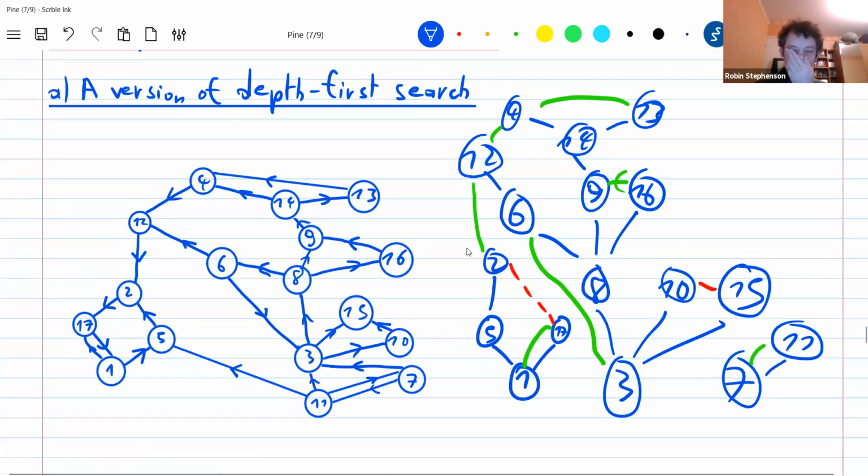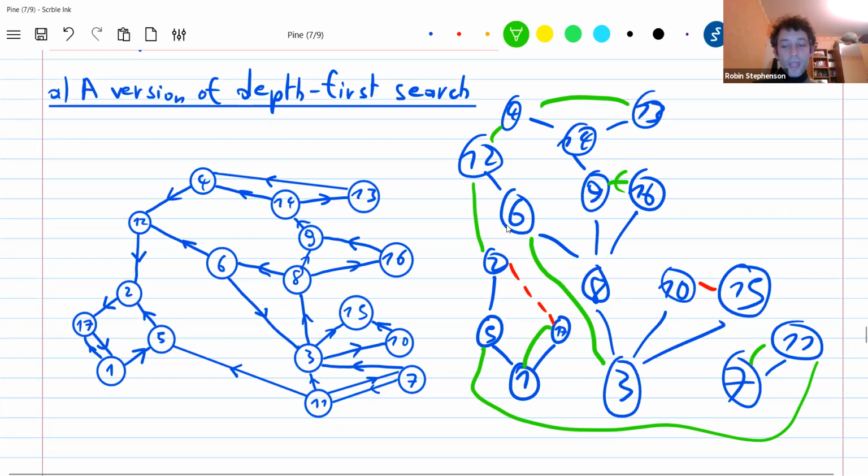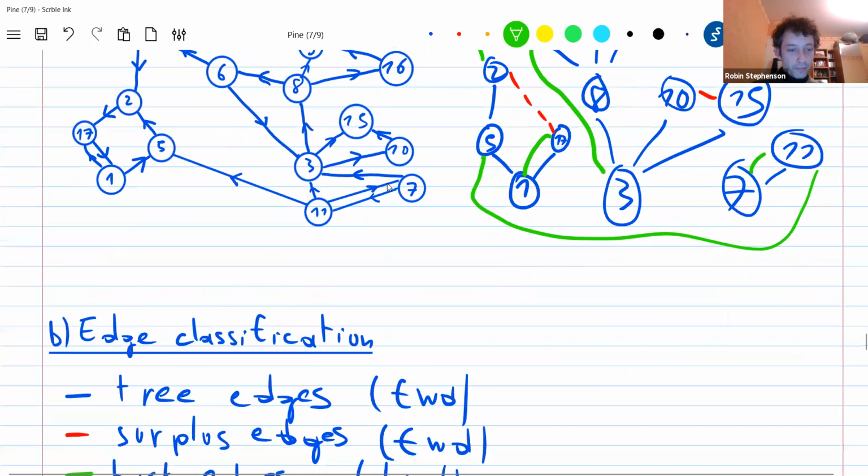So if I go back to what we had before, for example, I can go from 1 to 5 to 2 to 17. So that's a forward path. And then I go back to 1, and that's what closes the cycle. I can go from 3 to 8 to 6, that's forward, and then go back to 3, that's backward. Also, I forgot 11 to 5, but that's mostly irrelevant. Edges which go between different trees are irrelevant.